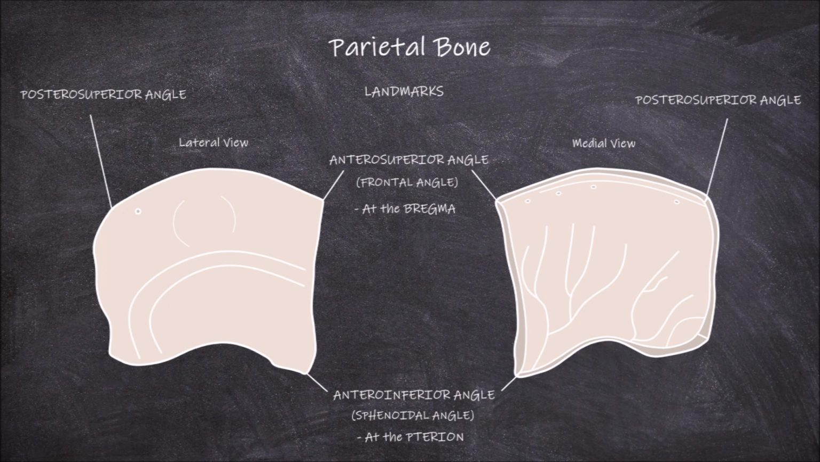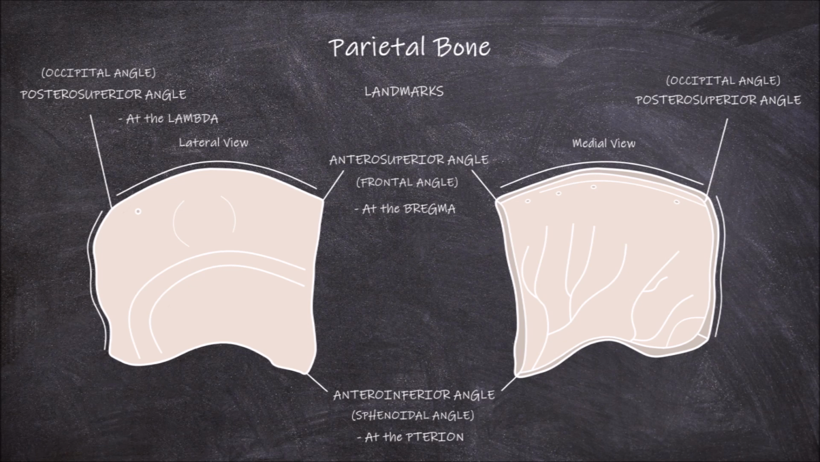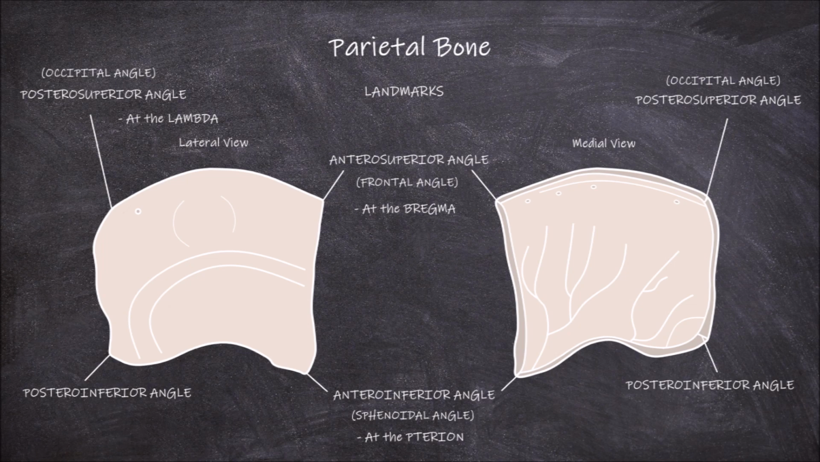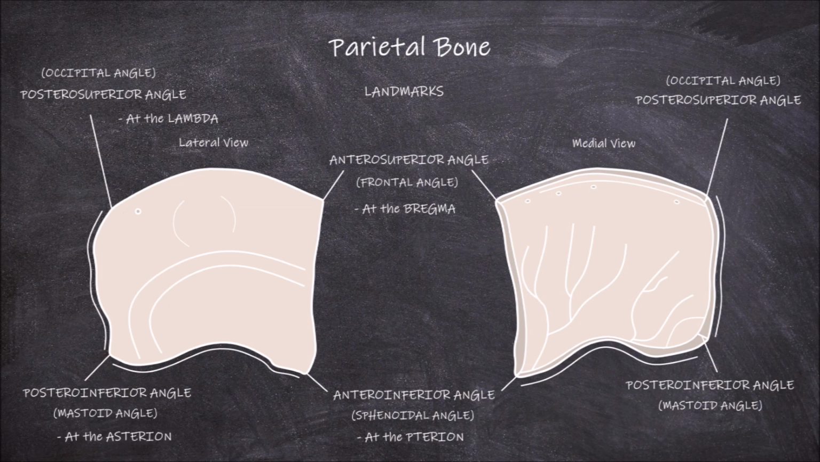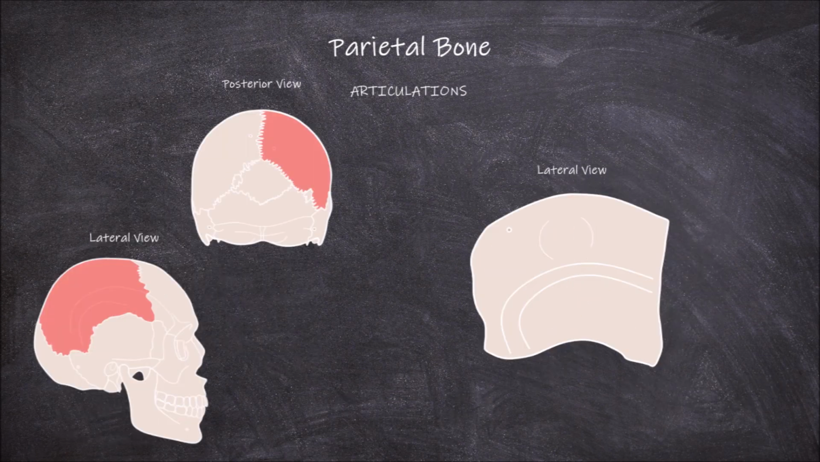The third angle is the posterior-superior angle, also known as the occipital angle. This angle is formed by the junction of the sagittal border and the occipital border. This angle is found at the lambda, which is the area of the skull where the lambdoid suture and the sagittal suture meet. The fourth and final angle is the posterior-inferior angle, also known as the mastoid angle. This angle is formed by the junction of the occipital border and the squamosal border. This angle is found at the asterion, which is the area of the skull where the parietomastoid suture and the lambdoid suture meet.